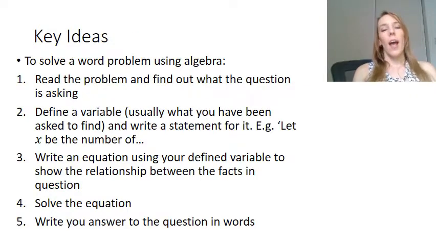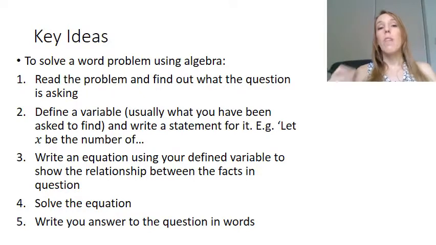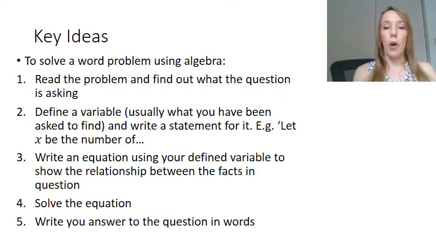Okay, so to solve a word problem using algebra, we've got a number of steps. The first one is to read the problem carefully and find out what it is asking. So what is it asking you to find out? The second is to define a variable. This is usually related to that first step. Usually what you're asked to find out will be your variable. We're going to write a statement of this just so it's really clear for our sake, and if anyone's reading your work as well, it's clear to them. So for instance, let x be the number of whatever you're trying to calculate, the number of oranges you bought, or the number of years between Mary and Jane, or whatever.